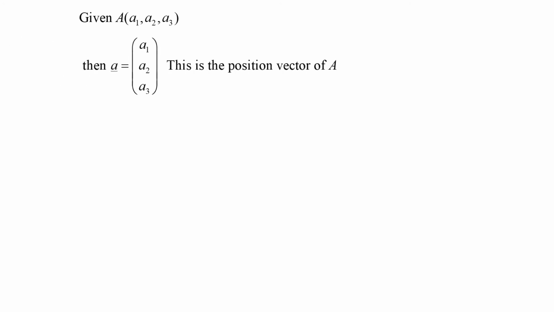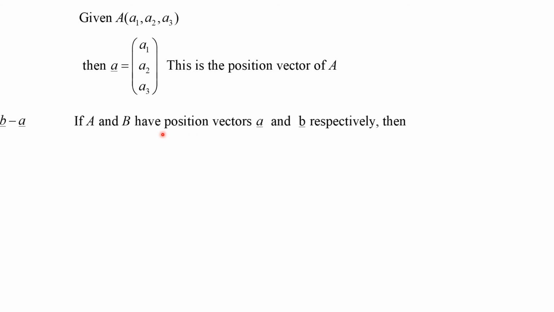For example, if you are given a vector A having components of A1, A2, A3, which represent X, Y, Z respectively, then A can be written as a position vector in this form: A1, A2, A3. So this is called the position vector A. And if A and B have position vectors A and B respectively, then AB has to be vector B minus A, right? This law is very important, and it's useful for you to derive vectors, yeah.